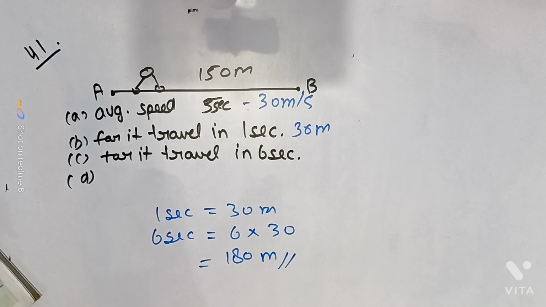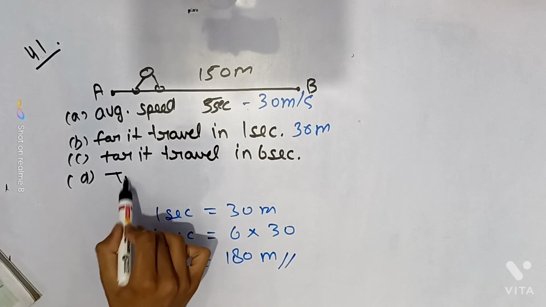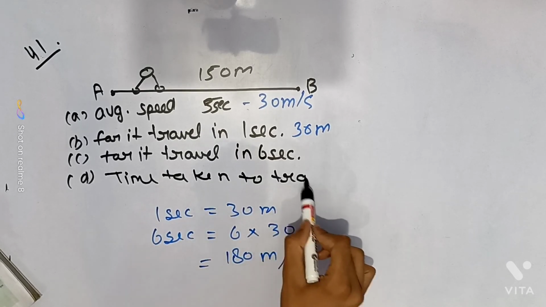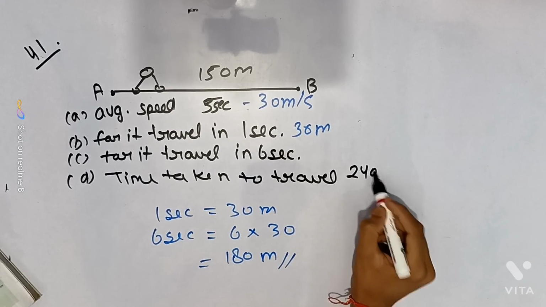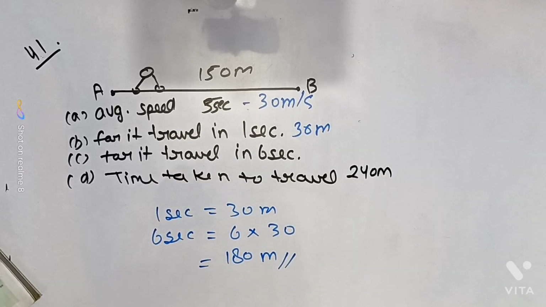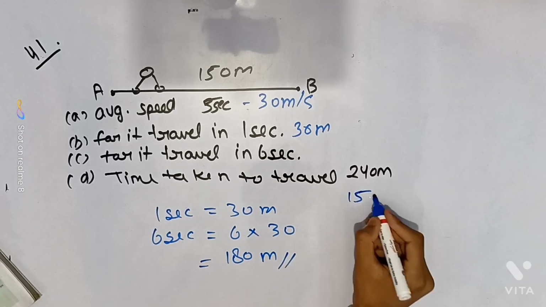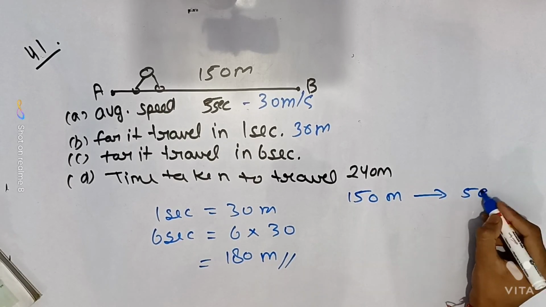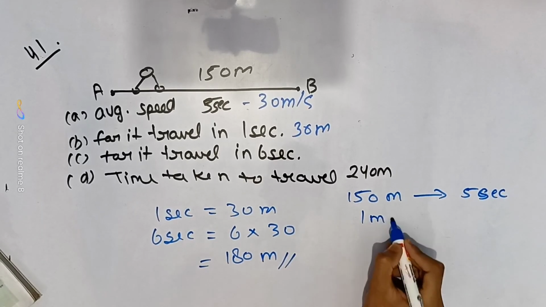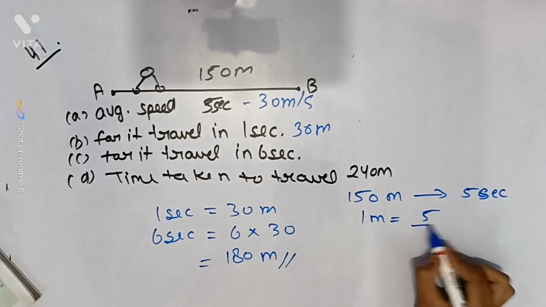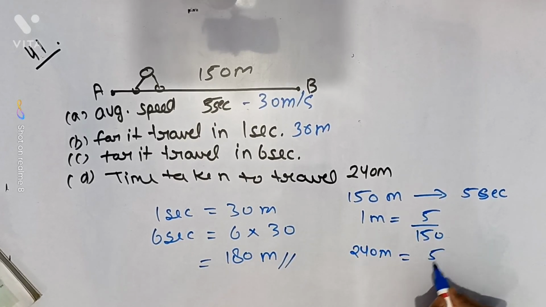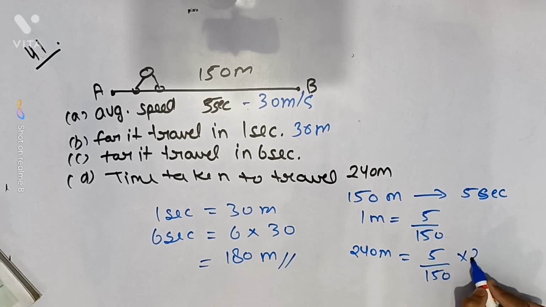How long does it take to travel 240 meter? Means the time we have taken to travel 240 meter. Now what we will do? It is coming more problem. So see, it is very simple. We know that 150 meter it travels in 5 seconds. Okay friends. And 1 meter, how much? In 1 meter it is 5 upon 150. And now 240 meter equals 5 upon 150 multiplied by 240.